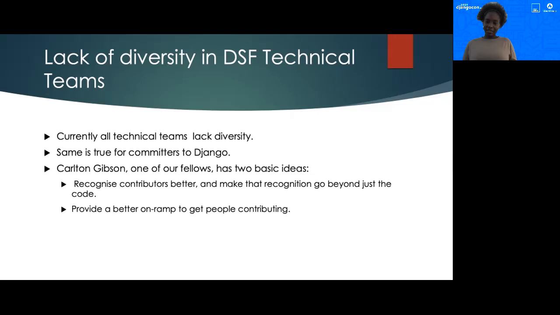One aspect we cannot ignore is that these are sensitive roles with lots of privileges that can crash Django, and therefore we cannot ignore the trust levels and experience required to fill in these roles. Just like we achieved the diversity on the DSF board, I think we can also achieve diversity in these teams in a couple of years if we put in the required work.